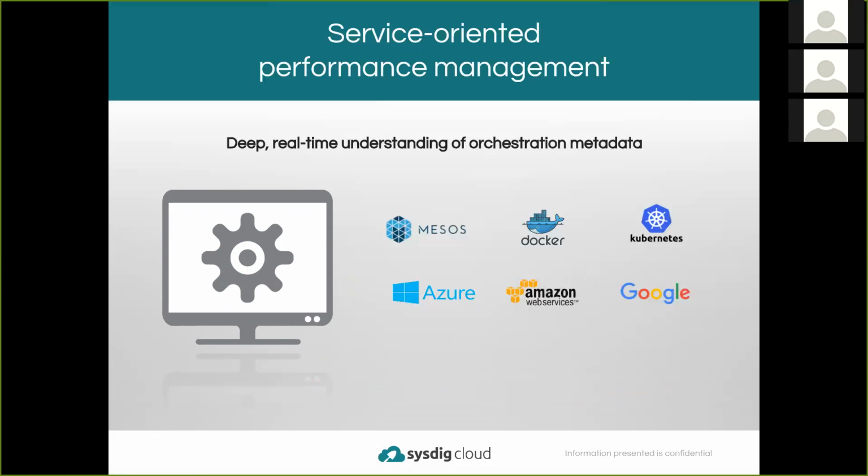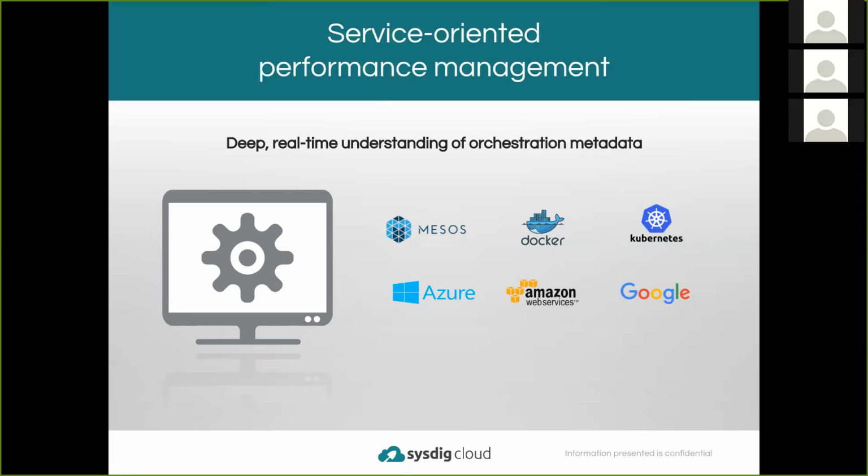How can we do that? Well, basically, those orchestration platforms I mentioned before, Mesos, DCOS, Kubernetes, Docker Swarm, are the ones that know how your infrastructure is spread, where each container is running, and what kind of service each container is running. We can talk to them.